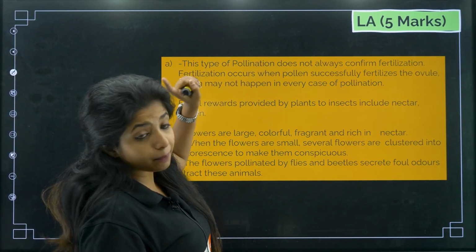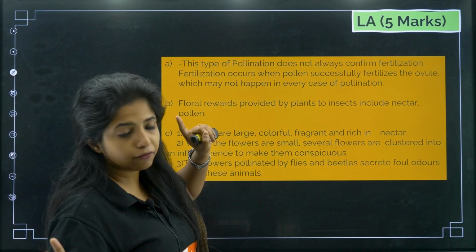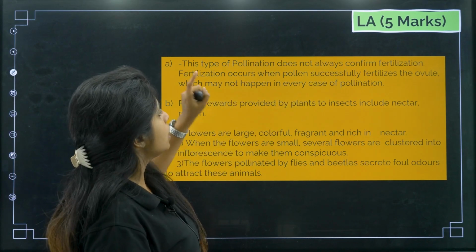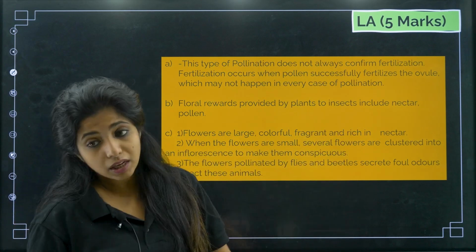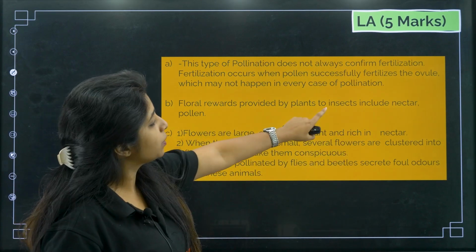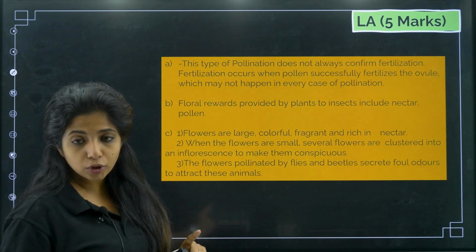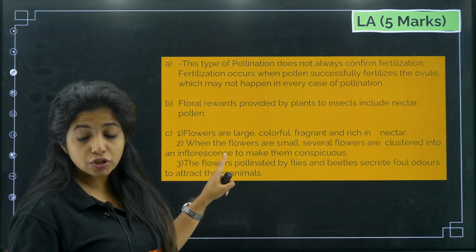So this type of pollination, do you think that pollination guarantees fertilization? No, it cannot confirm fertilization. Fertilization occurs when pollen successfully fertilizes the ovule, which may not happen in every case of pollination. Now, floral rewards provided by the plant to insects include nectar and pollen. Okay. Now, flowers, what are the features of them?